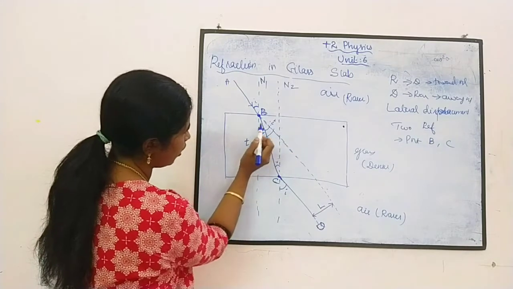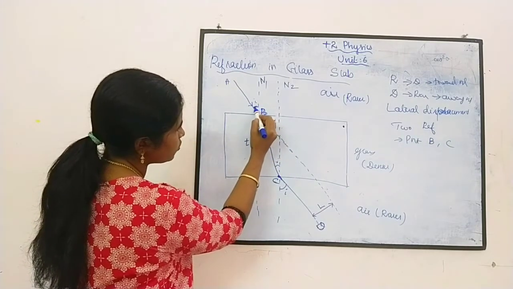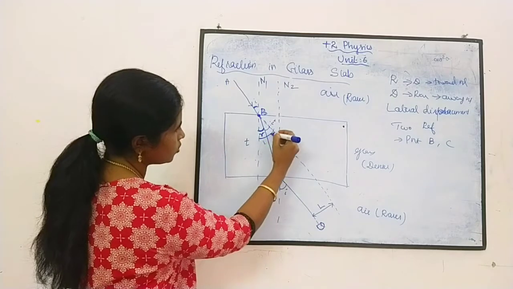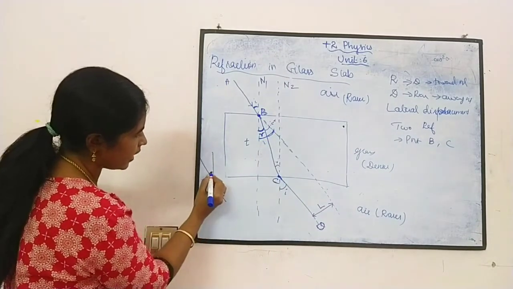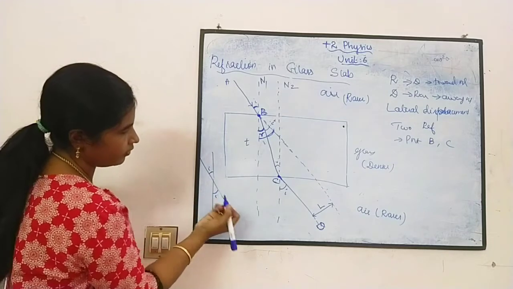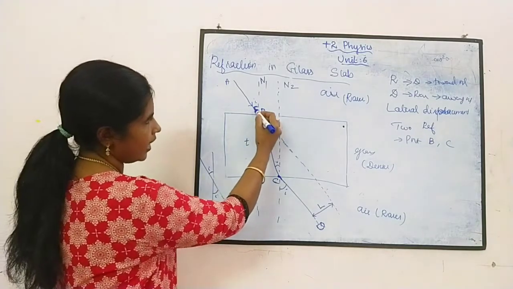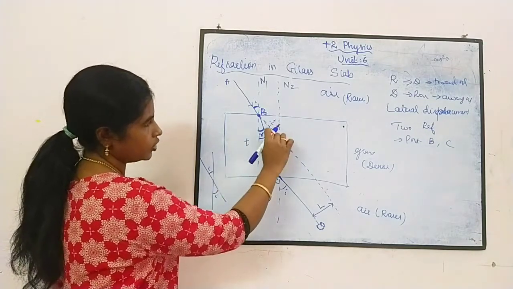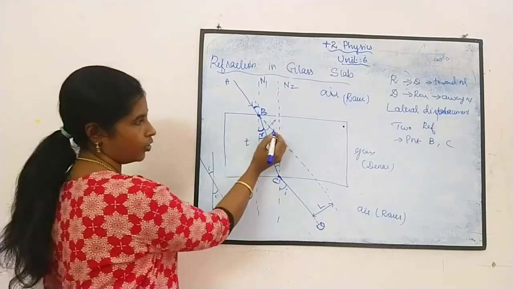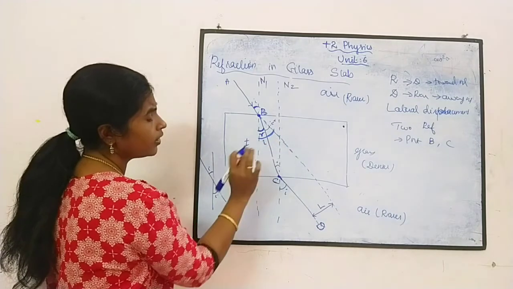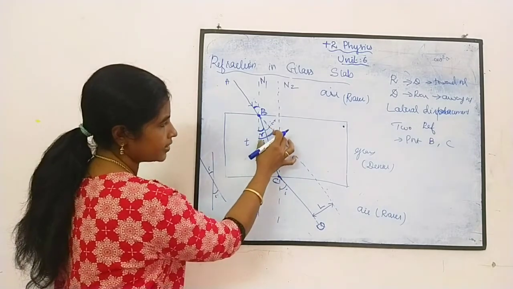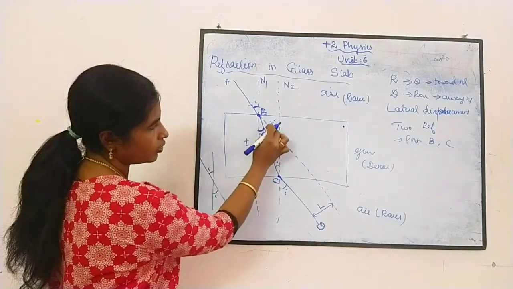If this angle is R, and this angle is I, what about this angle? This is also I. If this angle is I, this angle is also I. We all know that. I have drawn it wrongly, but you have to draw it properly. This angle is also I. Clear?